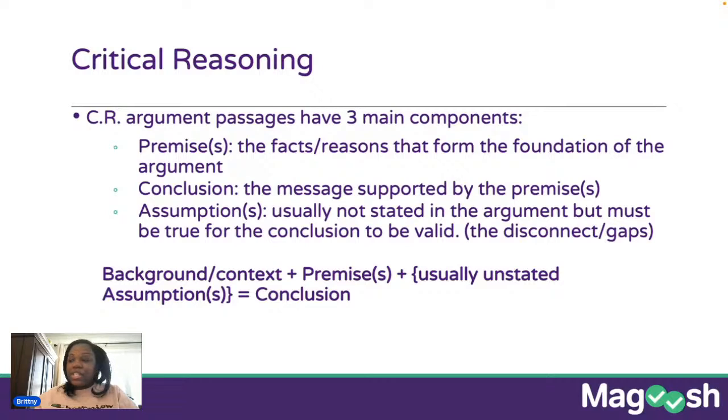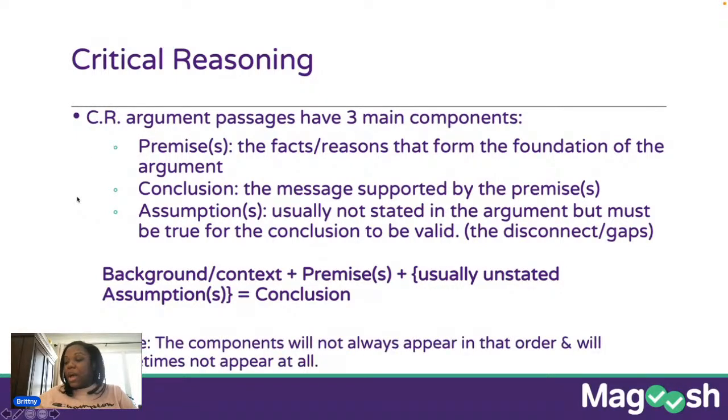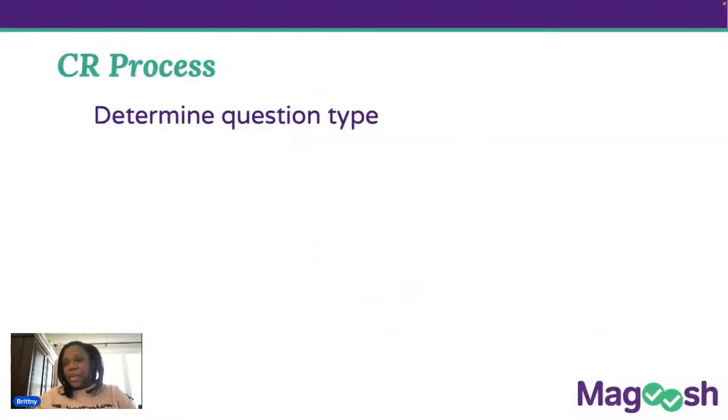that are taking place. So essentially, what you have is the background or context, which is basically giving you information about the background. This is exactly what it says there. You have your premise, which we talked about, are the facts of the passage, and then your usually unstated assumptions. And all together, if you look at this in kind of a mathematical way, that all leads to your conclusion. Keep in mind that they may not come in this same exact order. Okay, so they can appear in this order, or you may not have any part of this at all. So it just really depends.